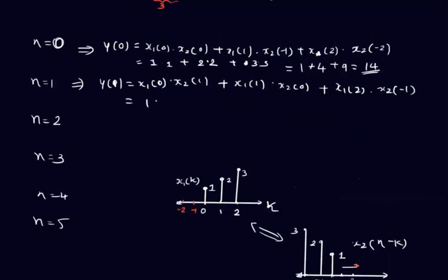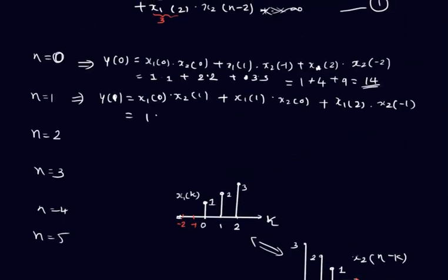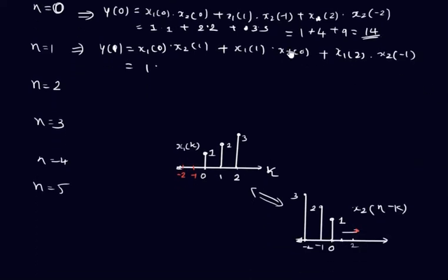Okay, so see here, this is our x1 of k, this is our x2 of k. At x1 of 0 we have magnitude 1, into x2 of n minus k, so n minus k is equal to 1. So we have to see the location of 1, where we have magnitude 0, so I'm just writing 0 plus x1 of 1. X1 of 1 means this graph, so at the location of 1 we have magnitude 2 into x2 of 0. X2 of 0 is 1, so here I'm just writing 1.